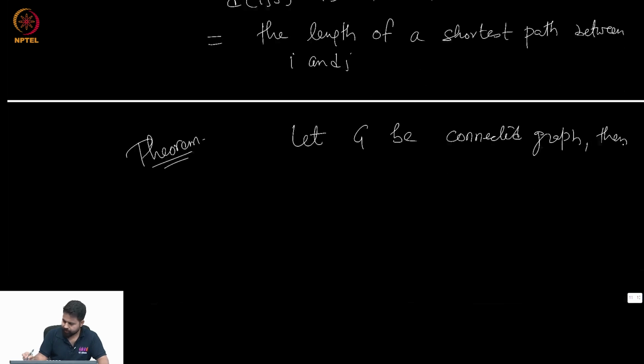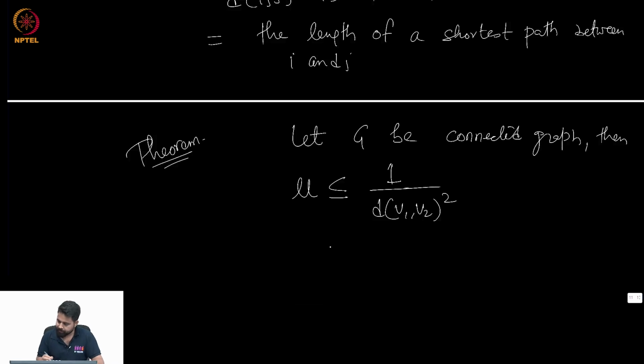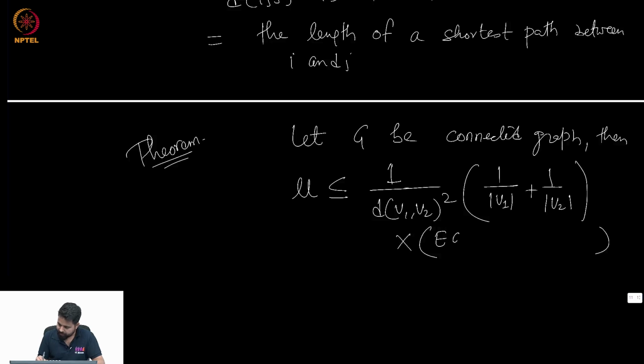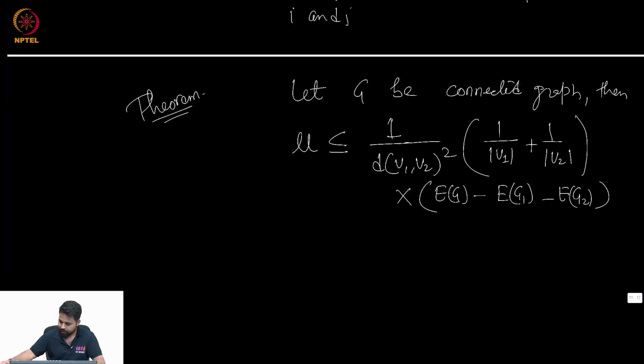Then the algebraic connectivity mu is always less than or equal to 1 divided by the distance between V1 and V2 squared, multiplied by 1 divided by V1 plus 1 divided by V2, and multiplied by the total number of edges minus the total number of edges in G1 and G2. Let me write first what G1 and G2 are.